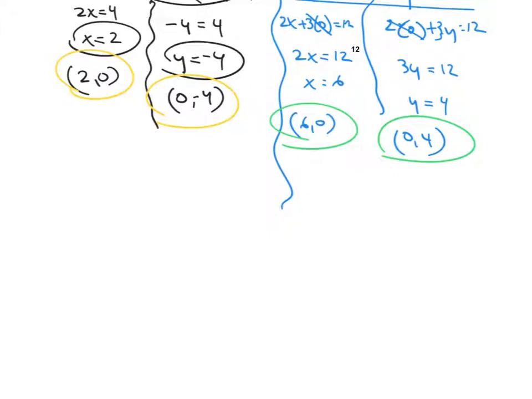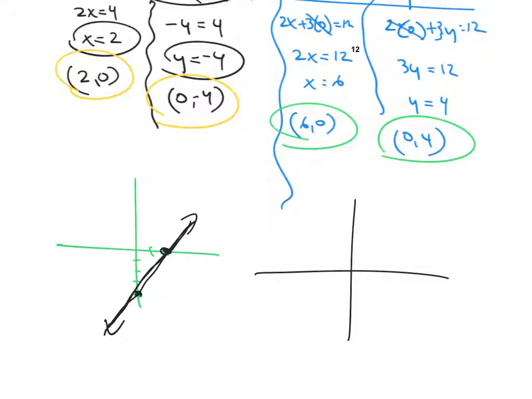So if I wanted just a quick sketch here, (2, 0), (0, negative 4), 1, 2, 3, 4, and then I would just draw the line that connects those 2 points. And if I do the same here, (6, 0), 1, 2, 3, 4, 5, 6, and 1, 2, 3, 4, so (0, 4), and then there's my line.